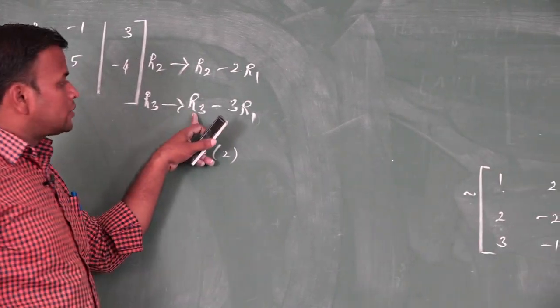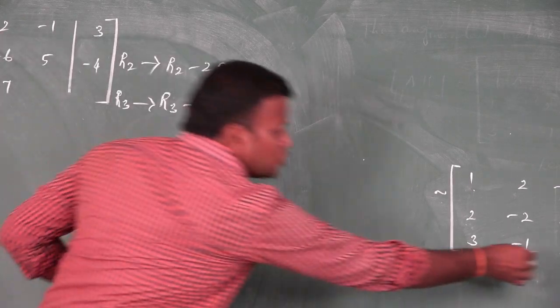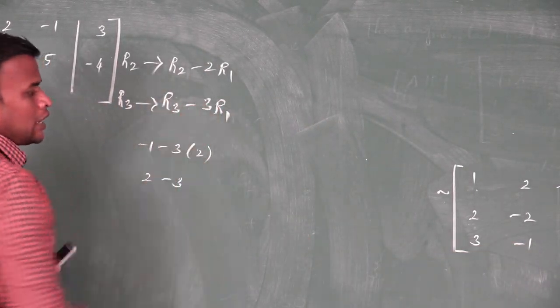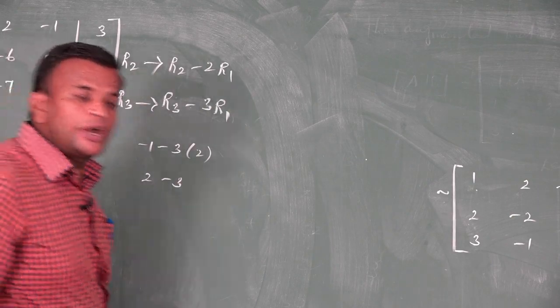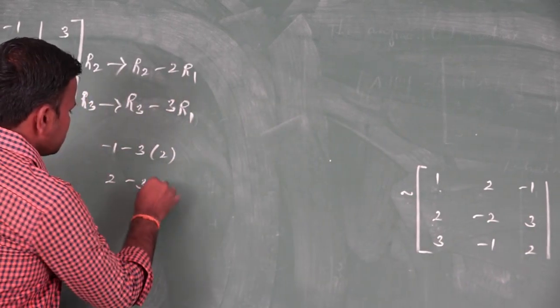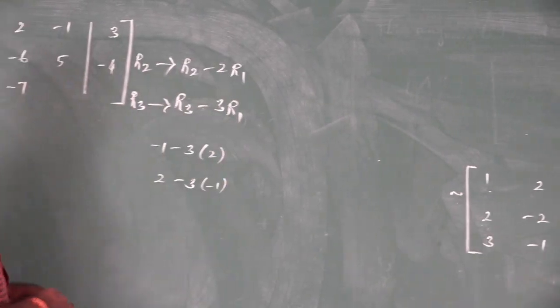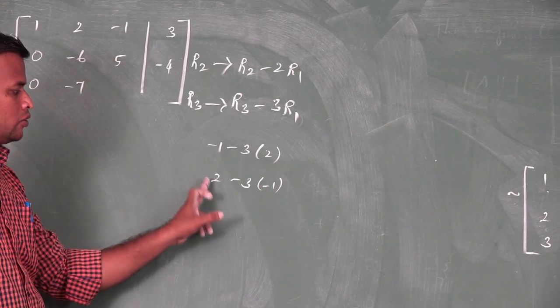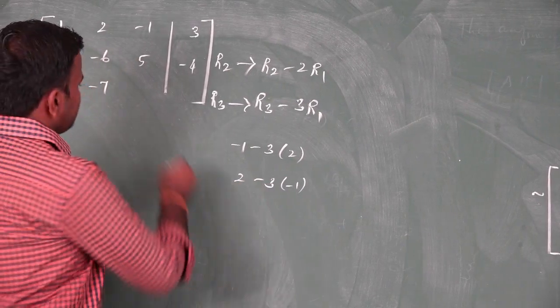Okay, minus 7. Next element is 2. We write R3 as R3 minus 3R1. R3 value is 2, minus 3 times the corresponding element of this 2 in R1, which is minus 1. So 2, minus into minus is plus, 3 ones are 3. 2 plus 3 is 5.